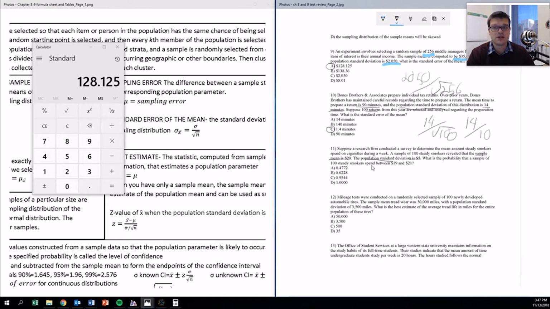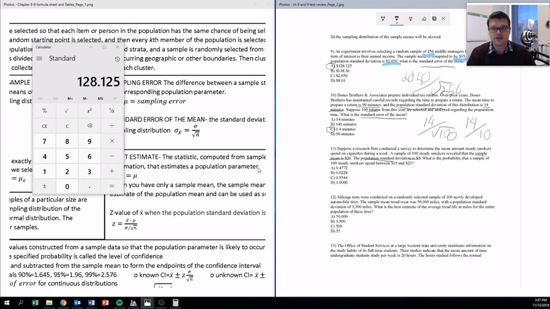When we talk about the distribution of the sampling means, the standard deviation in the distribution of the sampling means is referred to as the standard error of the mean. So right here, when we are calculating the standard error of the mean, what we're really saying is, what is the standard deviation of the sampling distribution of the mean. Same thing right here. When we calculate the standard error of the mean, we are saying what is the standard deviation of the sampling distribution of the mean. Okay, so suppose a research firm conducts a survey.